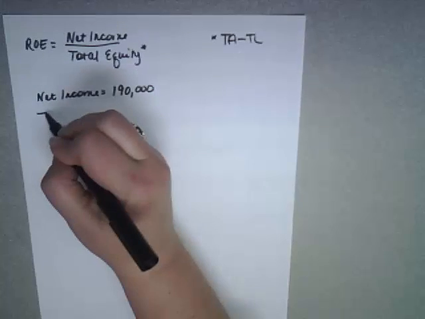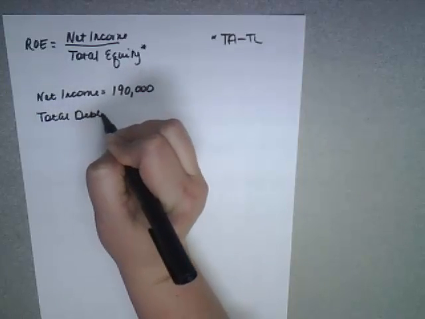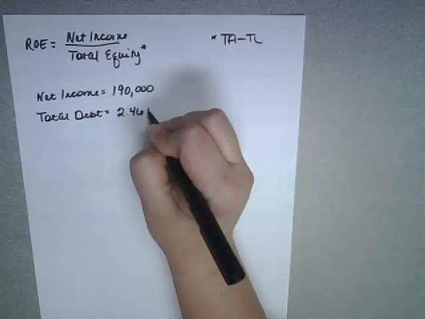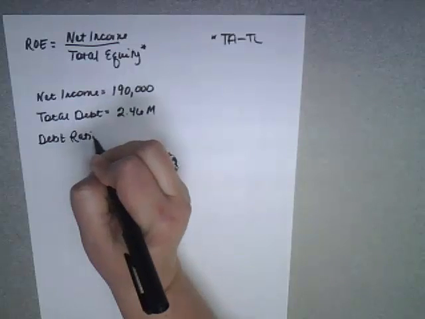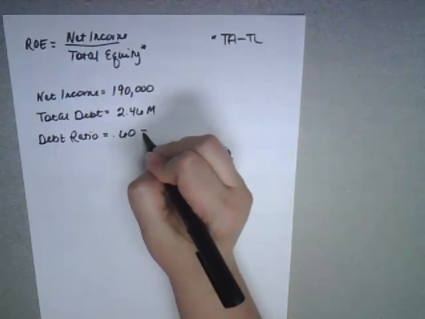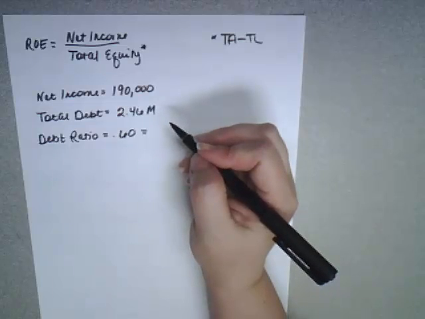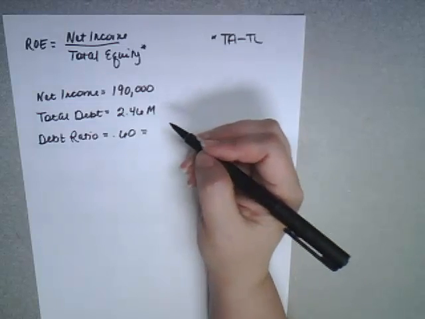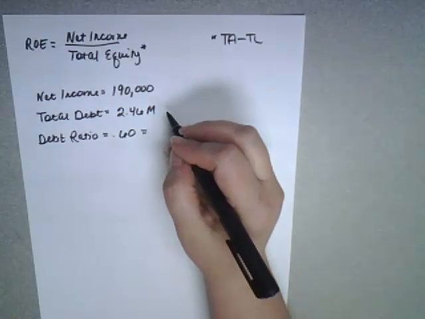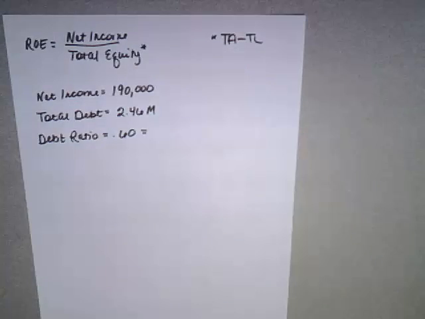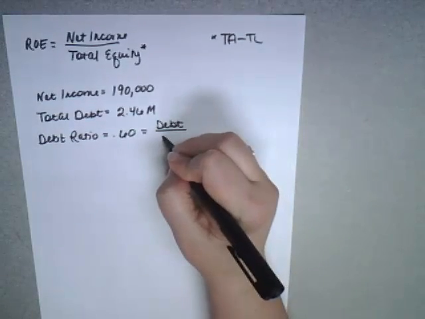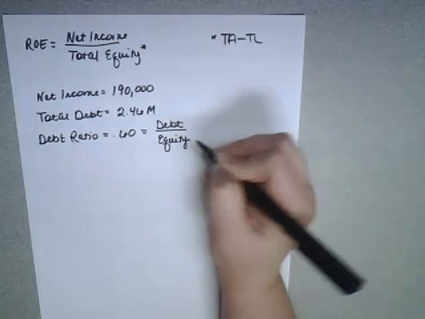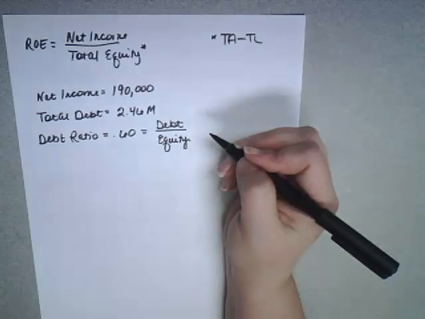It says that our total debt is equal to 2.46 million, and our debt ratio is equal to 60%. Now again, we can't work with the debt ratio unless we absolutely know what that debt ratio is, and that debt ratio is the ratio between debt and equity. Okay?